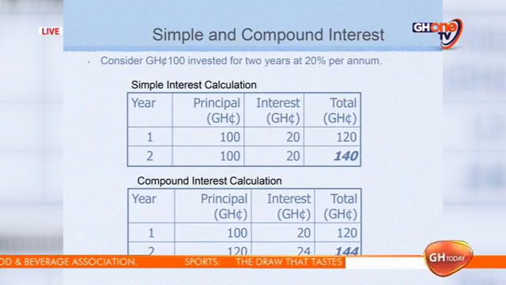Let's look at the compound interest. In the situation of compound interest, you are still making 20 cedis in year 1. So at the end of year 1, you end up with 120 cedis. But at the beginning of year 2, you are not investing 100 cedis, unlike the simple interest. You are going to be investing your 20 plus your 100, which is your principal. Principal plus interest gives you 120.